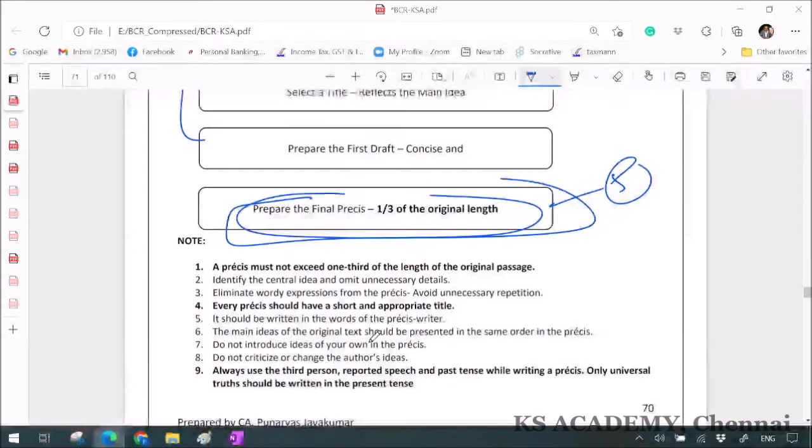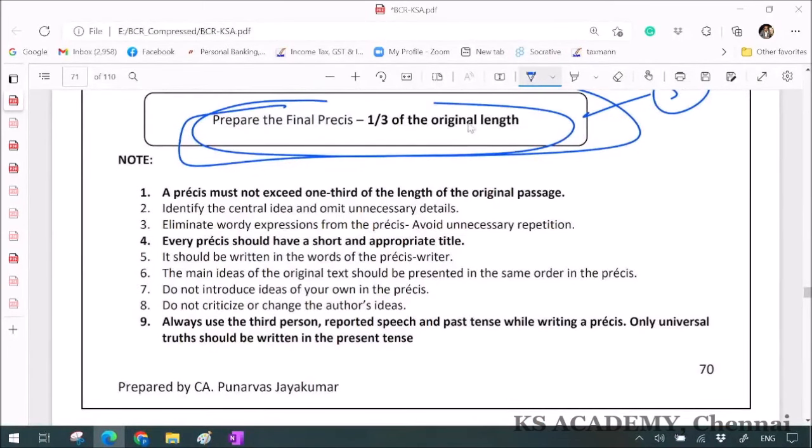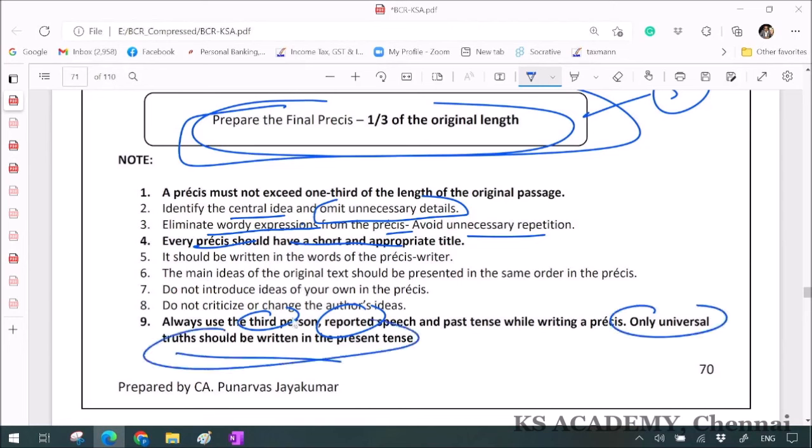So first, you have to count the words. The Precis must not exceed 1/3 of the original passage. Identify the central idea and omit all unnecessary details. Eliminate wordy expressions and avoid unnecessary repetition; avoid long sentences. It should have a short and appropriate title. Do not use first person, like I did this, I did that. Always use third person, reported speech and past tense, like they said. Only universal truth should be written in the present tense. If it says honesty is the best policy, here also you should write honesty is the best policy.